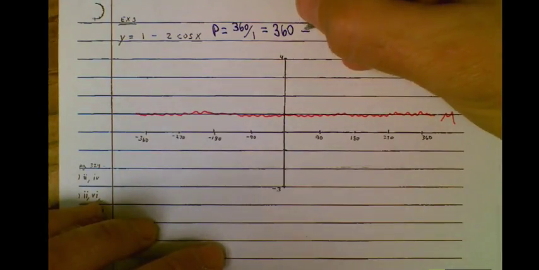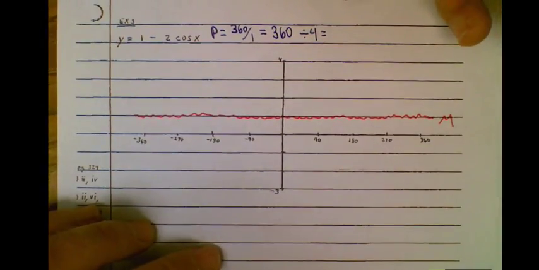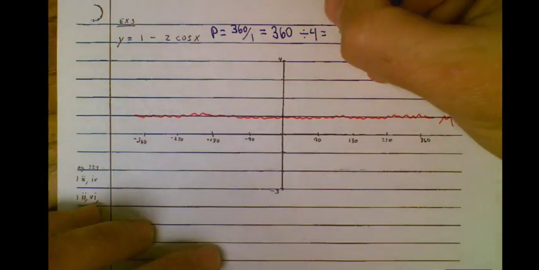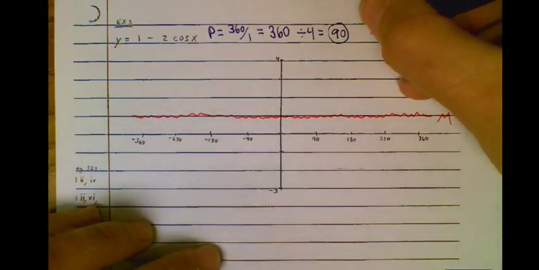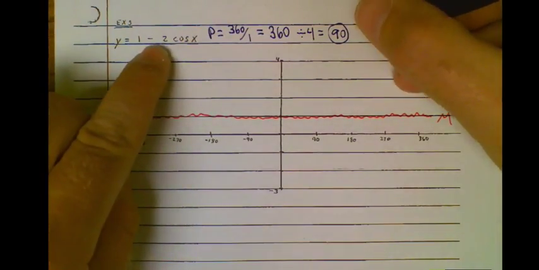I'm going to break that up into 4 equal parts so that I can see how often I should be making marks on my graph. So if we did 360 divided by 4, that means every 90 degrees I should be making a mark on my graph. So the period is 360, but this is how often I am making marks. And then again, the A value on this one is negative 2.